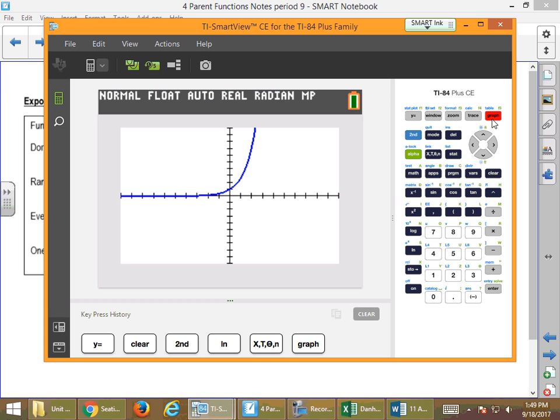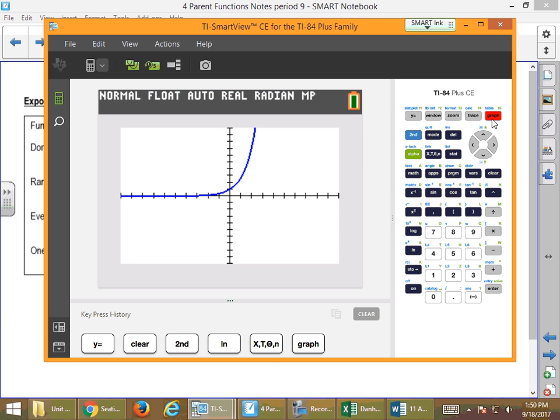And there's a picture. A couple things to remember from our previous notes is even though on our calculator this graph looks like it touches the x-axis, it doesn't really touch the x-axis. It's getting closer and closer and closer to the x-axis, but it doesn't quite touch.